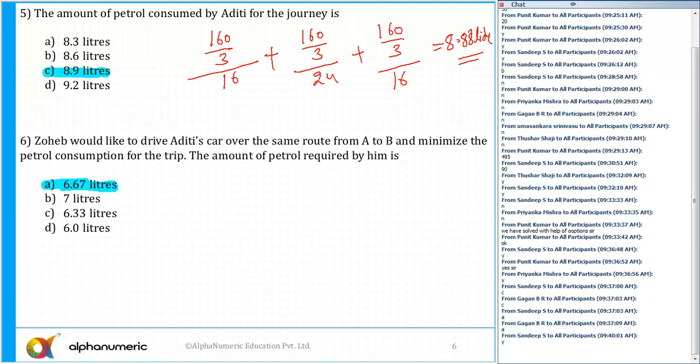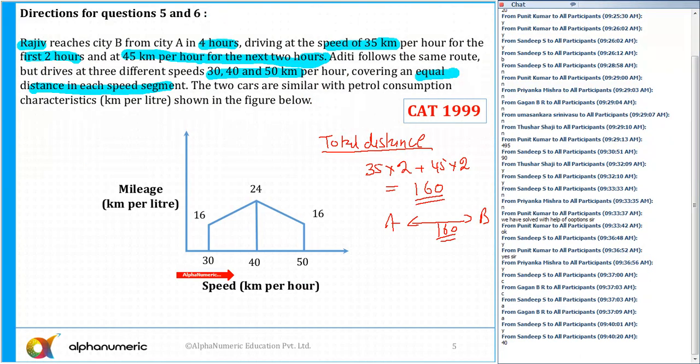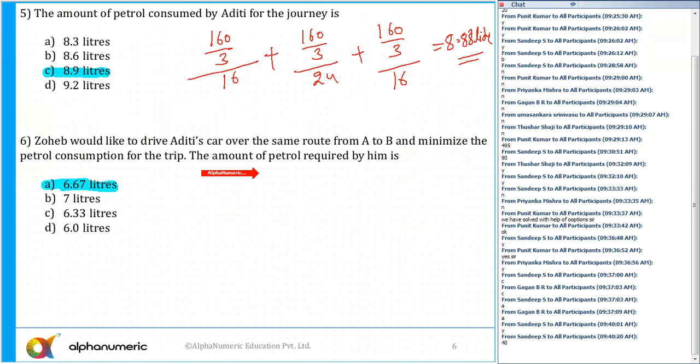This was an easy one. Now, the sixth: Zoheb would like to drive Aditi's car over the same route from A to B and minimize the petrol consumption. So if I need to minimize the petrol consumption, at what speed should Zoheb travel? Tell me. The mileage should be higher. If I am traveling with a speed of 40, my mileage is higher. Mileage is higher means my petrol consumption is very, very less. So speed of 40 and this is 24. So Zoheb should travel the entire distance with a speed of 40.